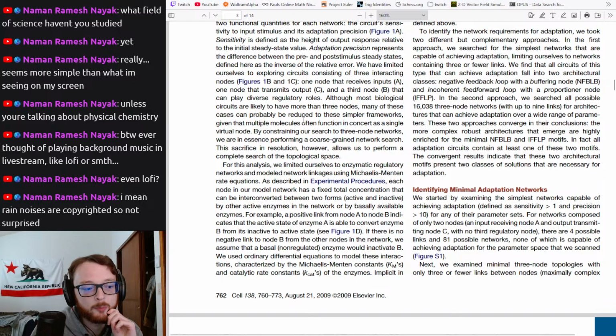So the thing I really want to learn today is what role the third node plays.